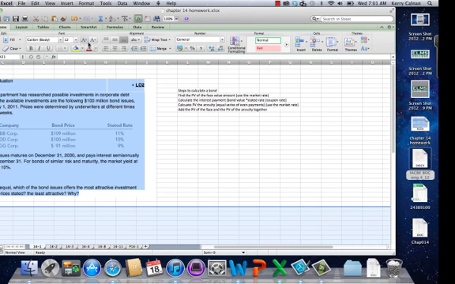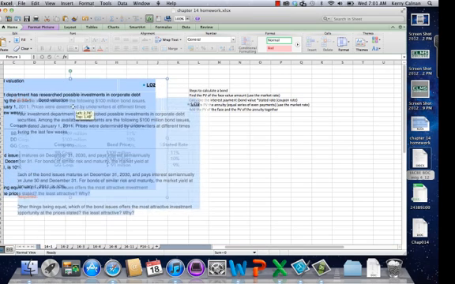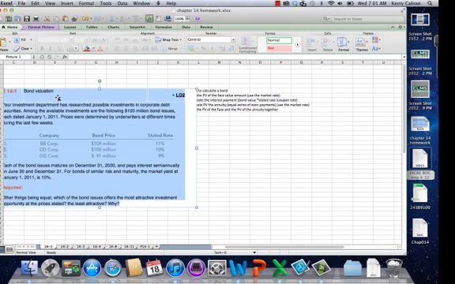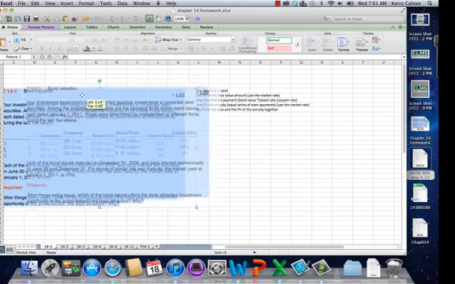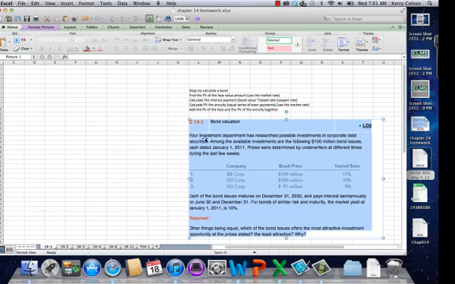Okay, let's look at exercise 14.1 and learn how to do the bond valuation. So we are going to start with the problem. Let's just move that in this box over here. So here's our problem. It asks us if we have an investment in corporate debt securities.